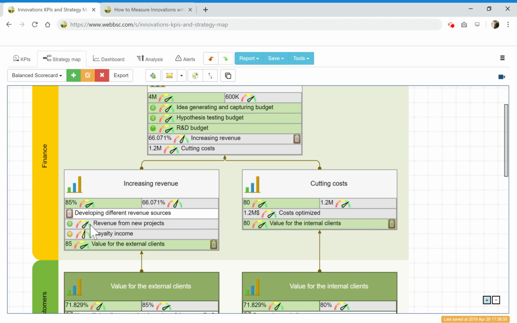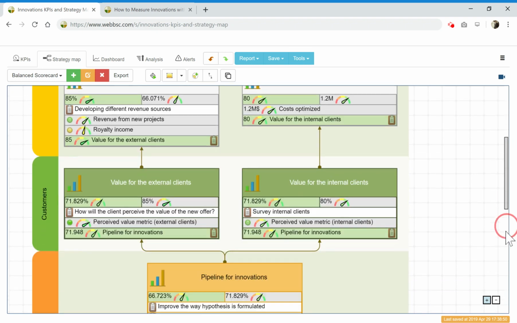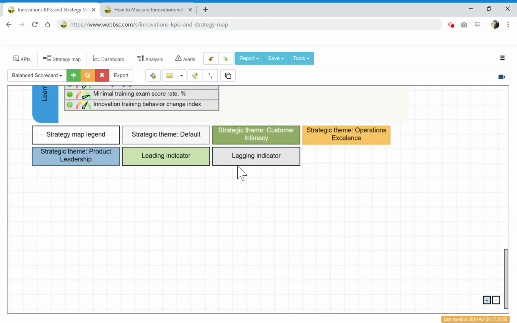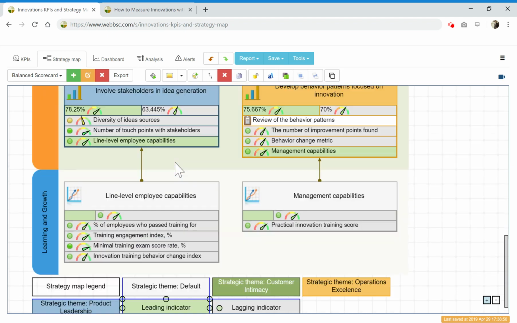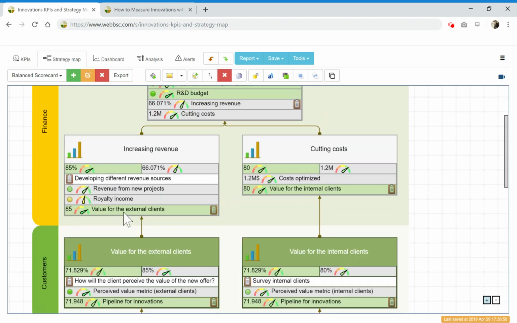And these metrics, the financial metrics, are marked with a gray color. If I scroll down, you will see that gray color stands for lagging indicators, the indicators that help us to validate the results. But we also have a leading indicator, the indicators that help us to validate our input to achieving this goal. And in this case, the leading indicator is coming from the goal below. Value for external clients is a leading indicator for this goal, for increasing revenue.